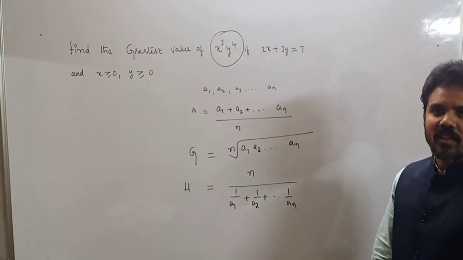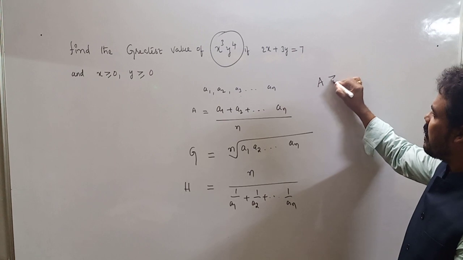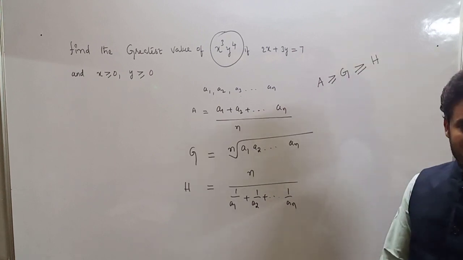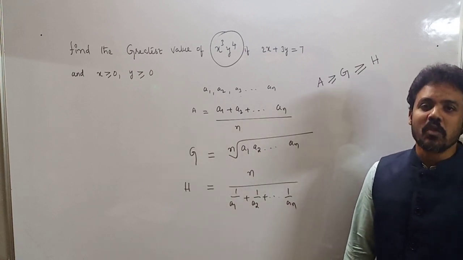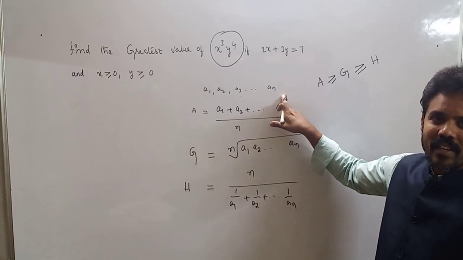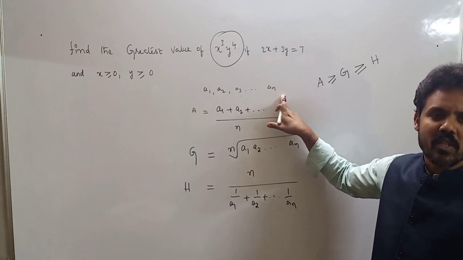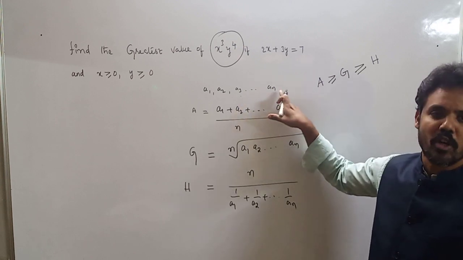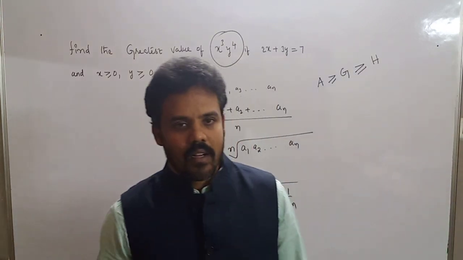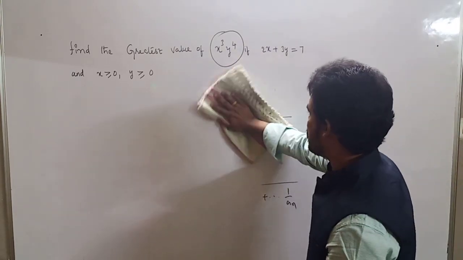From these three, we have a relation among them: arithmetic mean greater than or equal to geometric mean greater than or equal to harmonic mean. And of course, equality holds when all the quantities are the same. A equal to G equal to H when A1 is equal to A2 is equal to A3 equal to so on to An. This is a brief account on inequality.